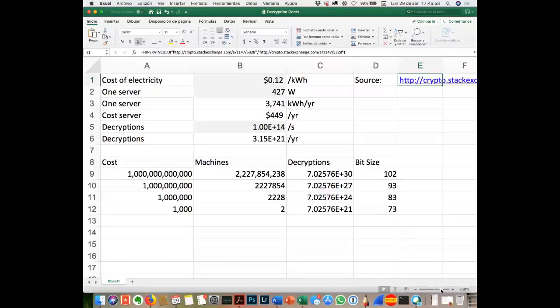How long would it take to do one that's 83 bits? 2,200 machines and $1 million. So a company might go after something like that. 93 bits would be a couple of million machines and $1 billion. That would be like the Russians. Or 102 bits, 2 billion machines and $1 trillion. That would be like China or the United States.